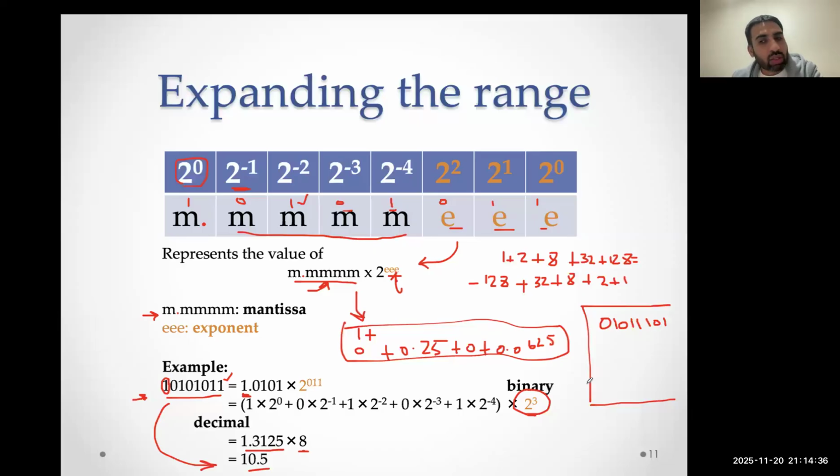Is everyone clear on the question? The question is, you have an 8-bit binary number, 01011101, right? And this number is a floating point number which uses 5 bits to show the mantissa part, and 3 bits to show the exponent part. So if that is the case, what is the equivalent decimal value of this bit pattern?